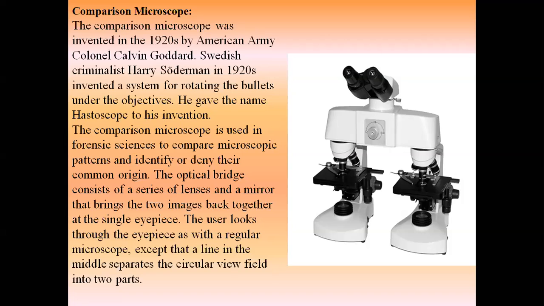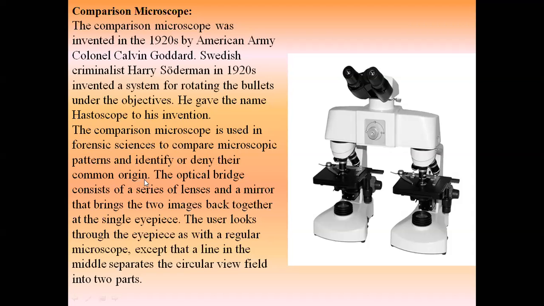Okay, so that is the only addition which Harry Söderman made to the previous comparison microscope, and he gave a different term for the comparison microscope that was already made by Calvin Goddard. The only thing he added is the rotating feature on that stage. So he named his microscope a hastoscope. Okay.